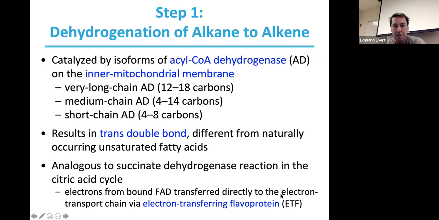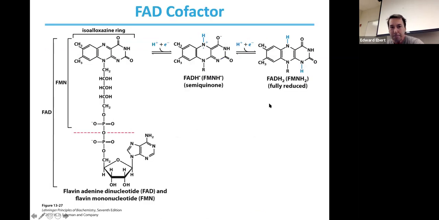Let me slide this out of my way here, hopefully. Okay. And of course, we're going to take these bound electrons and transfer them to our FAD so that we get our nice little generator. Come on, there we go. Okay. So here's our FAD cofactor.